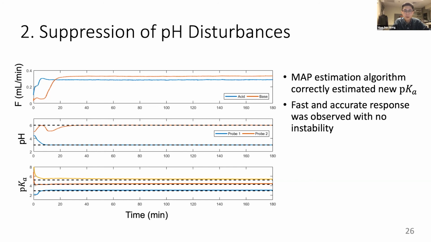We can see from the second plot that the set point tracking was again achieved with fast and accurate response and no instability, even with the introduced disturbance. And we can see from the bottom plot that the MAP estimation algorithm correctly estimates the acid dissociation constants of citric acid purely from the pH measurements in the first few minutes.